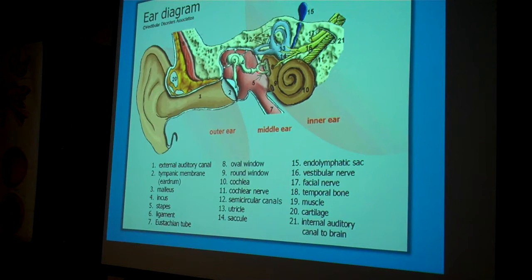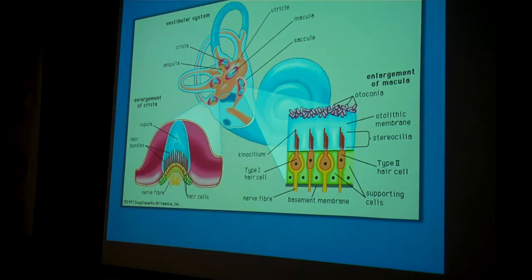I didn't see the structure, so I didn't point to it. But that's okay. There are two structures here called the utricle and the saccule. And what they do is give you your sense of acceleration. They're built a little differently than the semicircular canal receptors. And it's coming up right here.